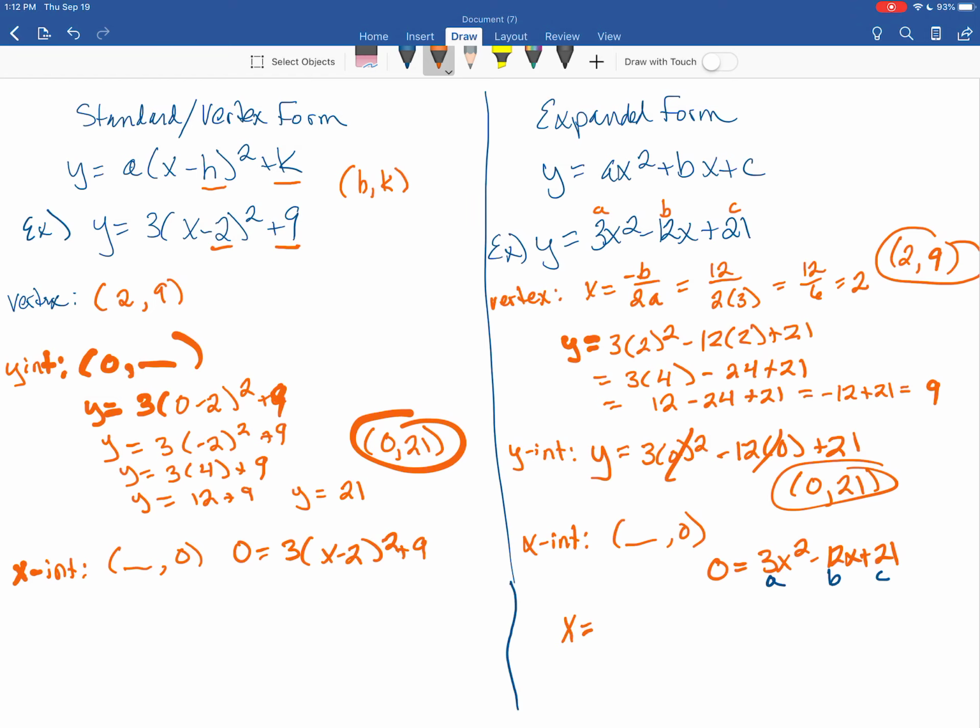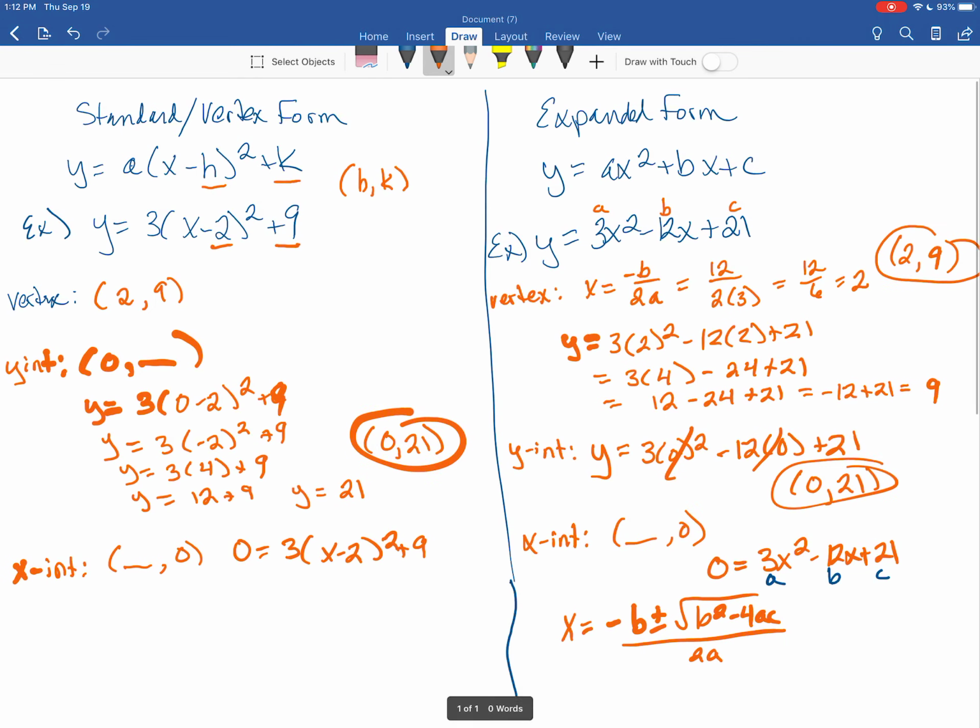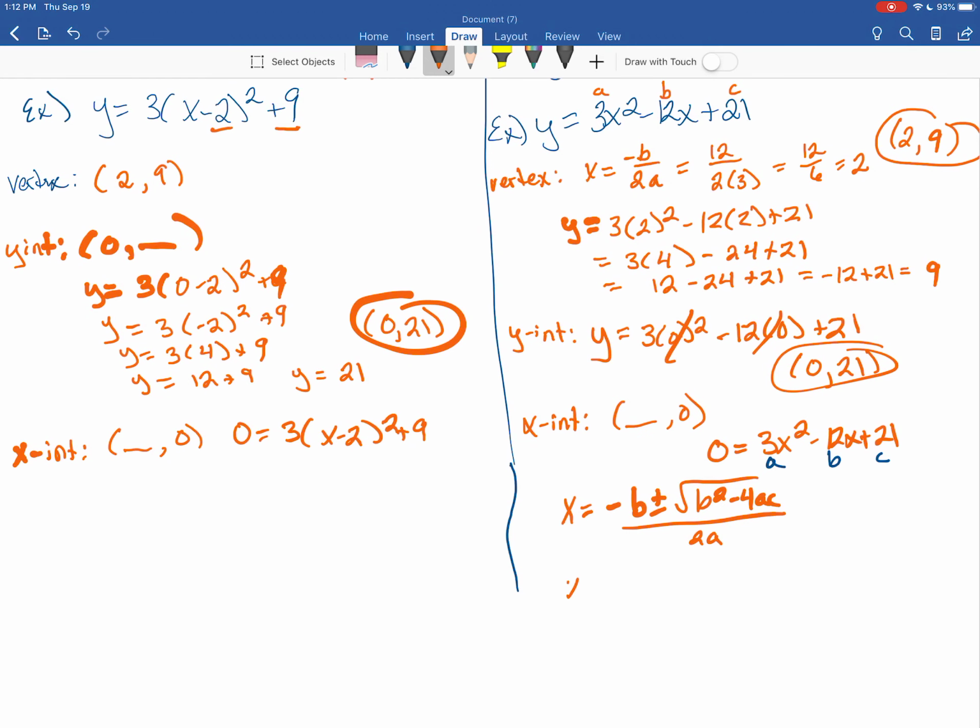The quadratic formula calculates x-intercepts by employing the formula negative b plus or minus the square root of b squared minus 4ac all over 2a. I just have to sub it in and go for it. So let's see, the opposite of b is 12 plus or minus the square root of b squared minus 4ac all over 2 times a.